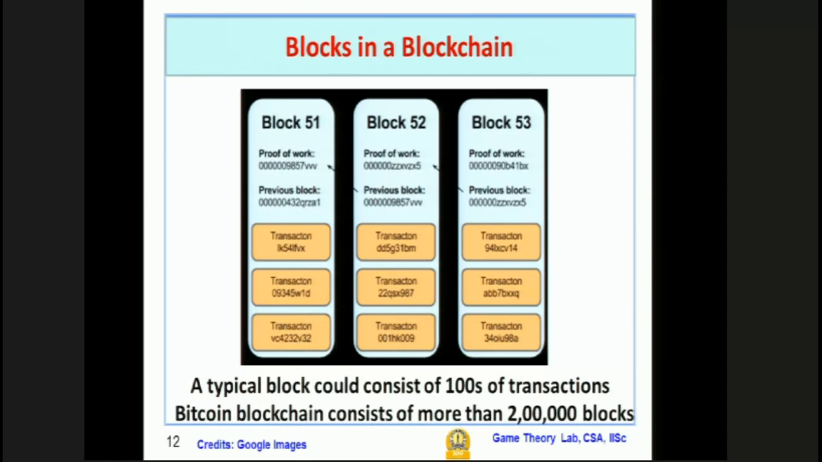And here we are showing block 51, block 52, block 53. And each one of these blocks is a Merkle tree. So you have all these transactions here, and out of all these transactions, you have a root hash that you have computed.